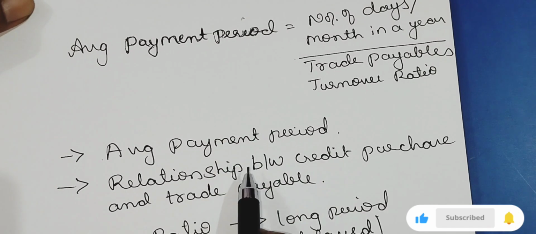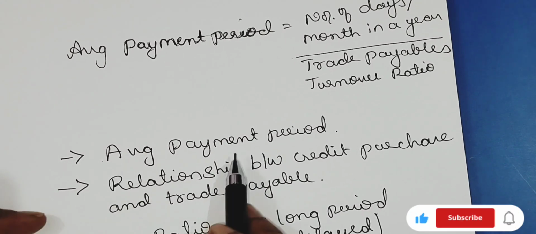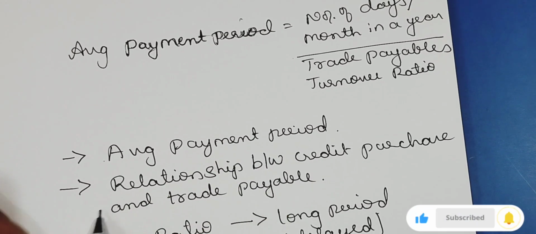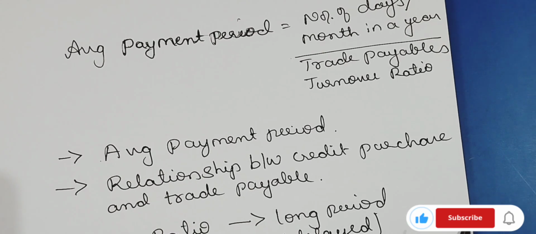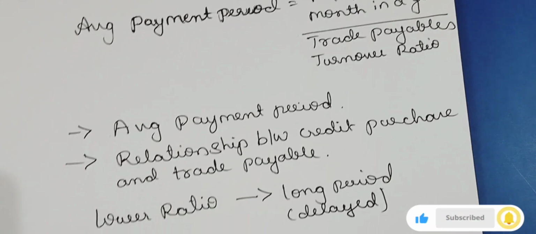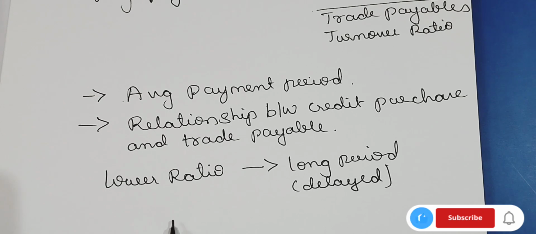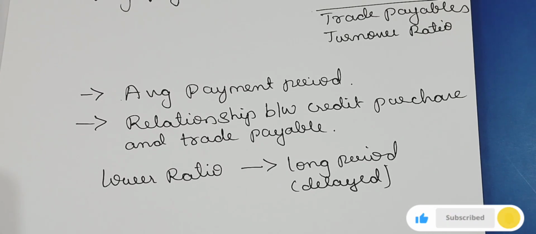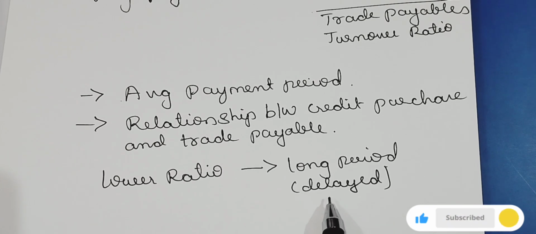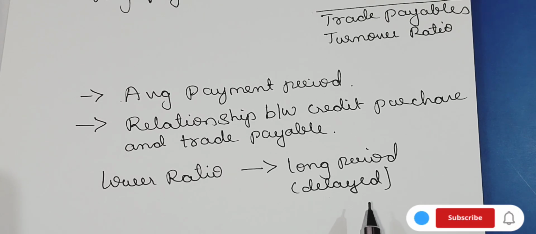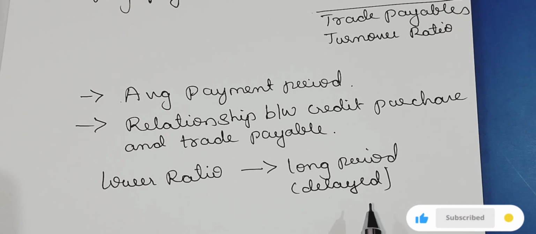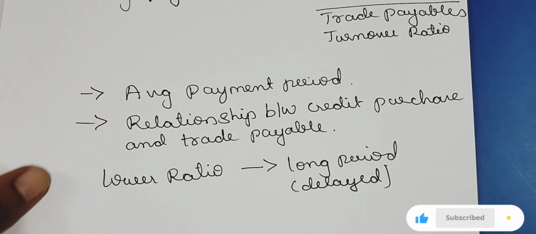So this helps us to understand the average payment period and the relationship between the credit purchase and trade payables. The lower the ratio indicates the longer period. You have taken a longer duration to repay the amount. The delayed payment is not a good policy for the company, and it may affect the reputation of the company also. Now let us understand this with an example.